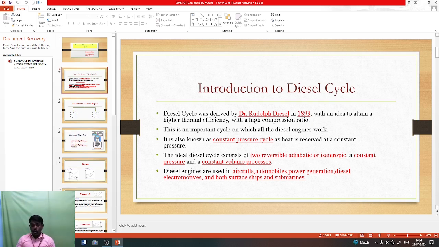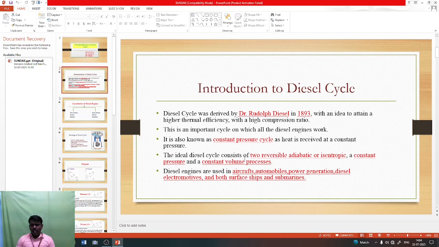This cycle is also called the constant pressure cycle. Why is it called the constant pressure cycle? Because in this cycle the heat is received at constant pressure. So that's why it is called the constant pressure cycle. In this cycle we have four processes: two reversible adiabatic or isentropic processes, one constant pressure process and one constant volume process.